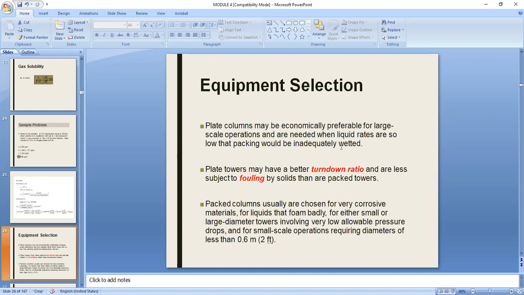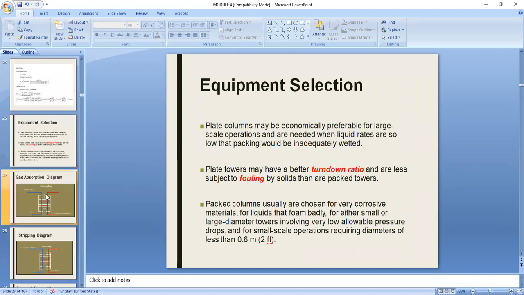So since the plate column is for large-scale operation, the packed column is for small-scale operation. Okay, so the diameter is even less than 2 feet. So you can imagine a column with a diameter of less than 2 feet. So take note of the application of the two types of towers or columns for gas absorption.